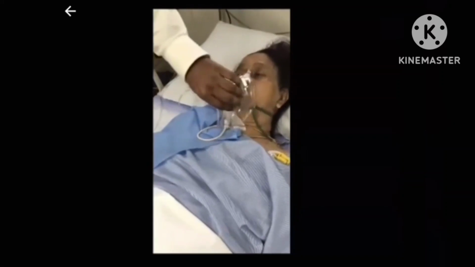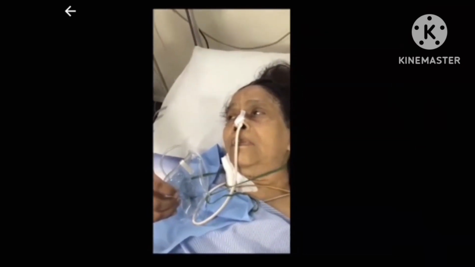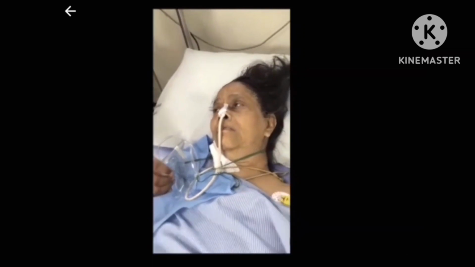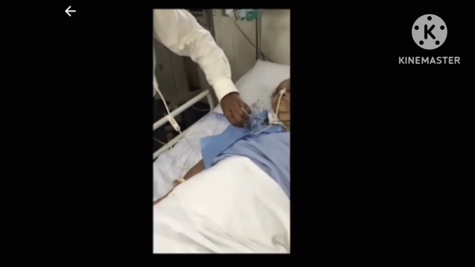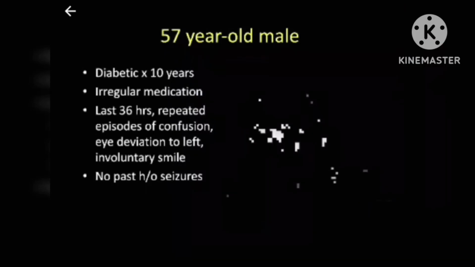And you see, 24 hours after, she is now absolutely normal. And you see, the EEG has become normal just by withdrawing the drug. So that is how it is.